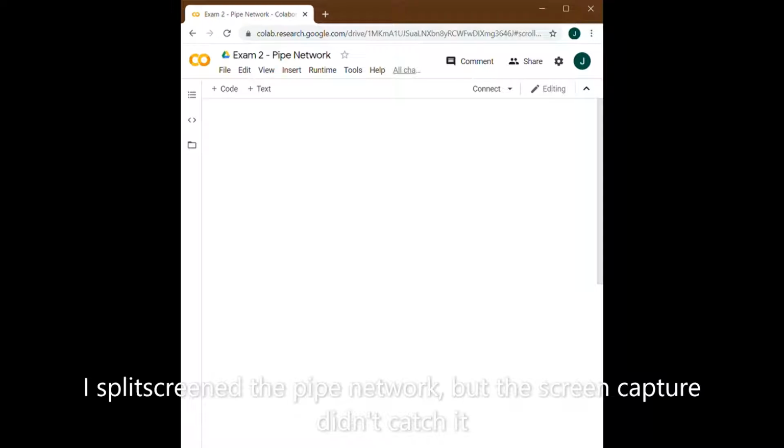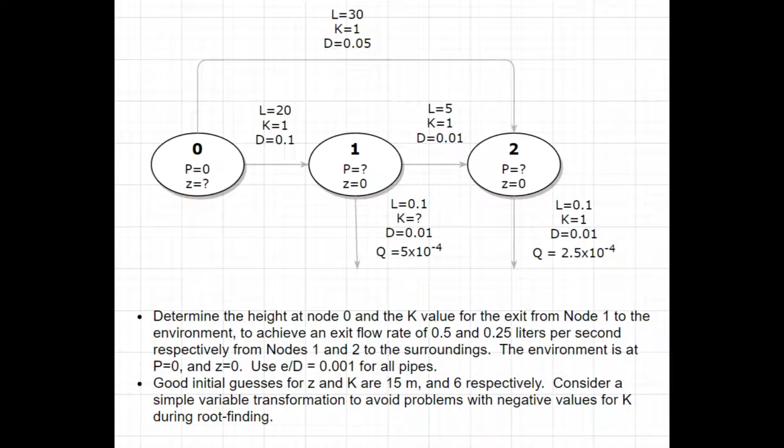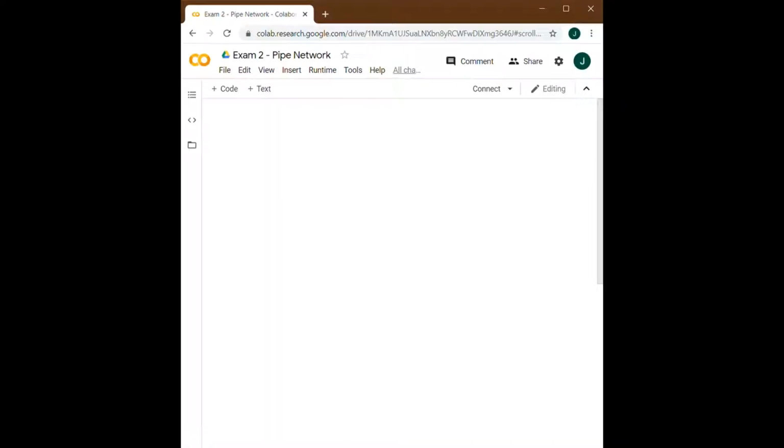On the right-hand side of my screen is our pipe network. It will be relevant in part two of this video, but I'm putting it up here to show you what our ultimate goal is. To create a pipe network code, the first thing we have to do is create a function for head drop and flow rate. First thing we do is import the programs we need.